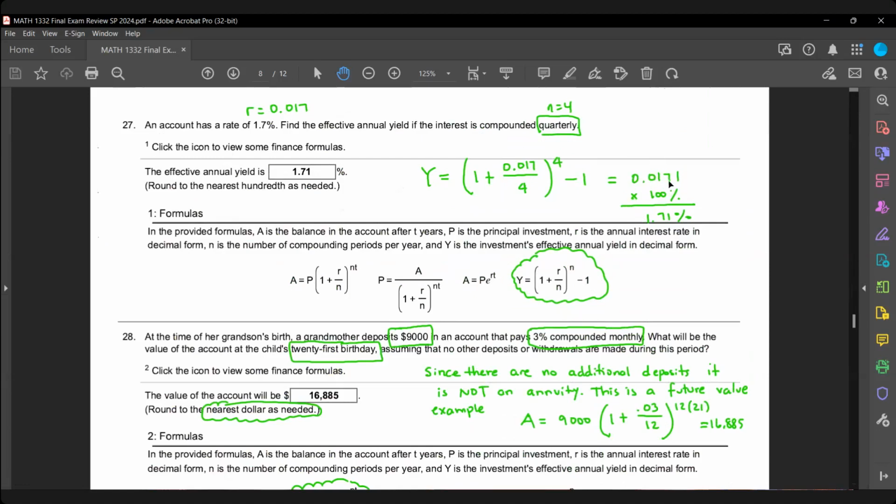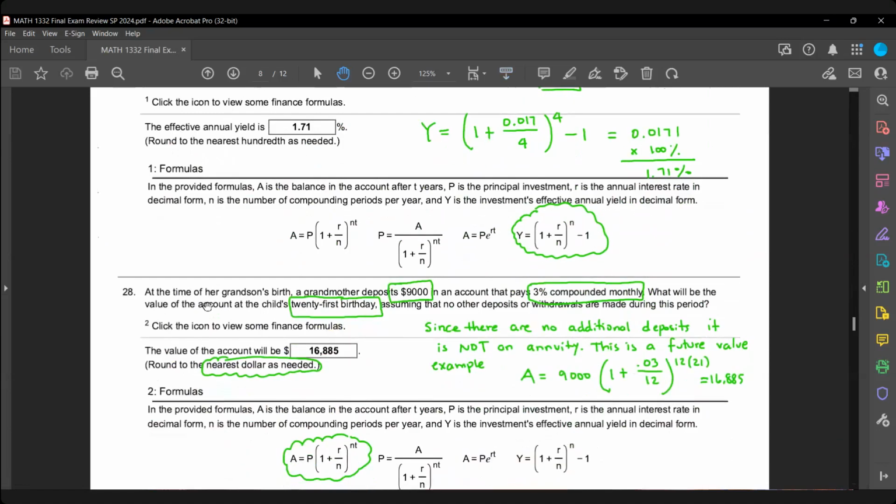The effective annual yield is always given in percent. So here I am computing what that would look like in percent. Making this decimal into a percent, moving the decimal point 2 places to the right, then gives 1.71%.